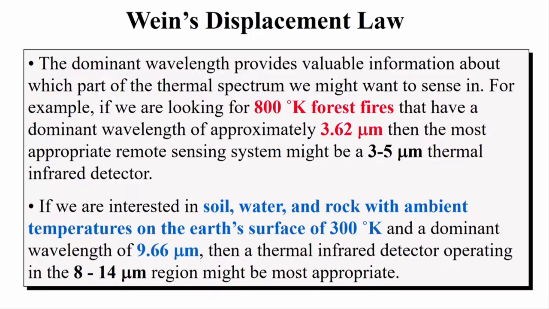If we are interested in soil, water, rock with an ambient temperature on the earth's surface of 300 degree Kelvin, we have already seen the dominant wavelength is 9.66 micrometer. So at that time, the thermal infrared detector should be able to capture the data set in between 8 to 12 or 8 to 14 micrometer.